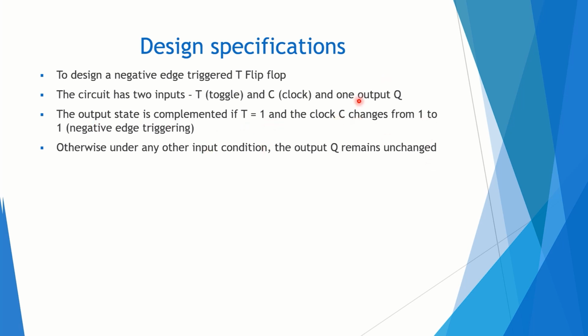When the clock changes from 1 to 0 and T is equal to 1, the output state will be complemented. This is called negative edge triggering. That is, the clock changing from 1 to 0 is called negative edge triggering. Otherwise, under any input condition, the output Q remains unchanged. So when clock C changes from 1 to 0 and T is equal to 0, the output remains unchanged. On all other conditions, the output remains unchanged.